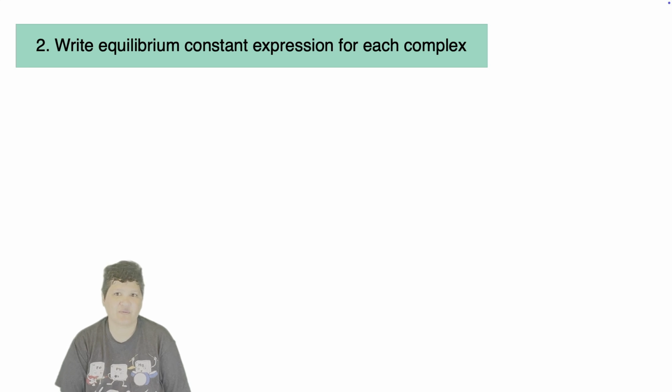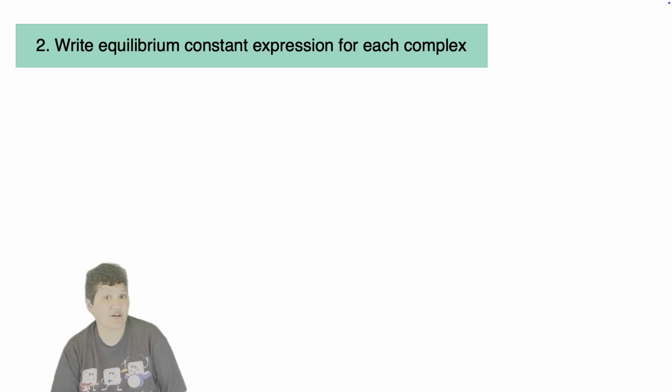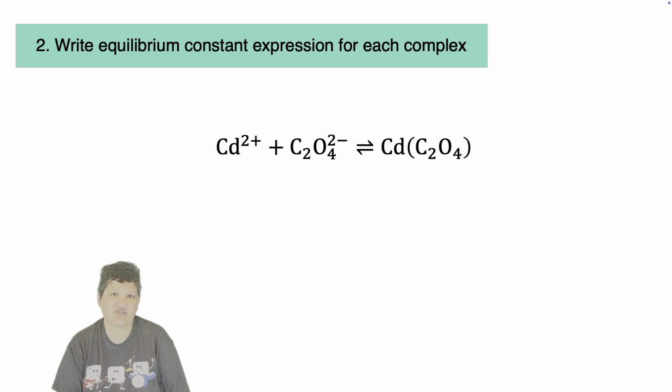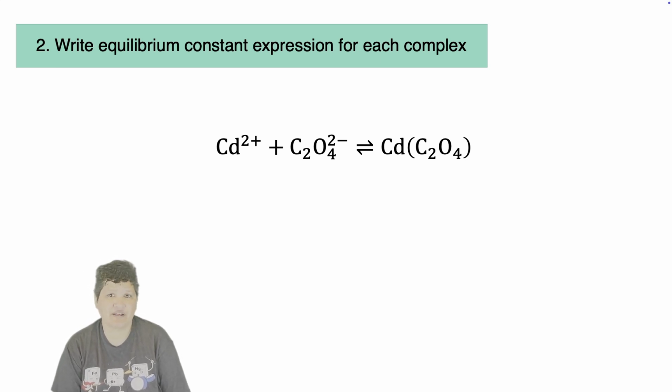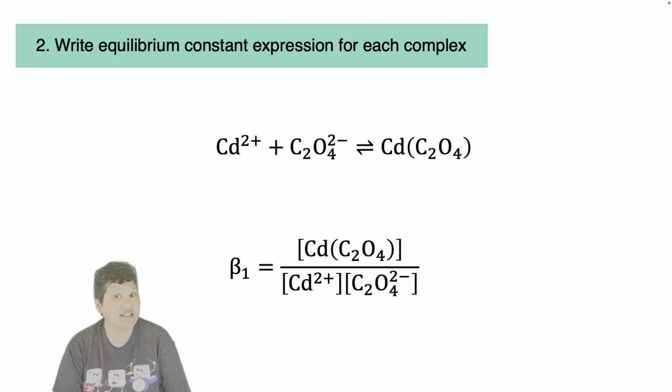Okay, now we're on to step 2, which is to write an equilibrium constant expression for each complex. In this case, we only have one complex, so we'll only need to write one equilibrium constant expression. Since you're just learning how to do this, I'm going to start by writing the reaction for the complex formation. Again, this is going to be a complex made up of one cadmium-2+ ion and one oxalate anion. Now that I've written that reaction, I can easily write our equilibrium constant expression beta as a function of concentrations.